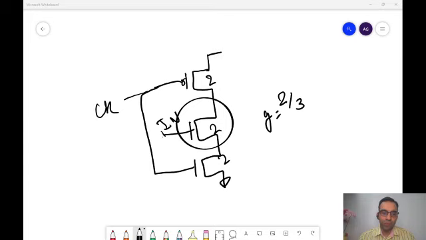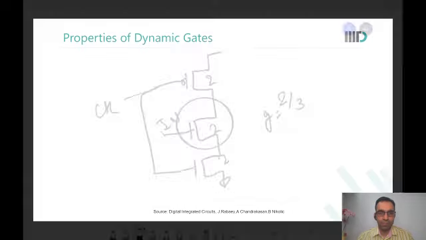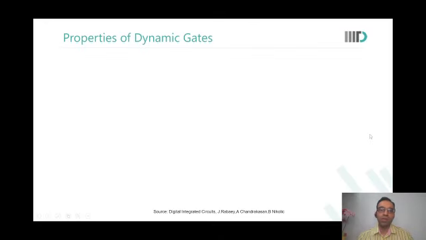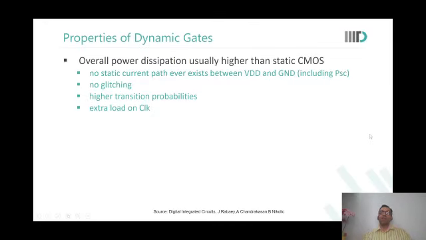So once we look into this aspect, let me show my slides again. Just give me a moment. Then we come to other properties of dynamic gates, where we say that overall power dissipation is higher. We do not want glitching to happen. And we already said higher transition probabilities, and clock has very high load.